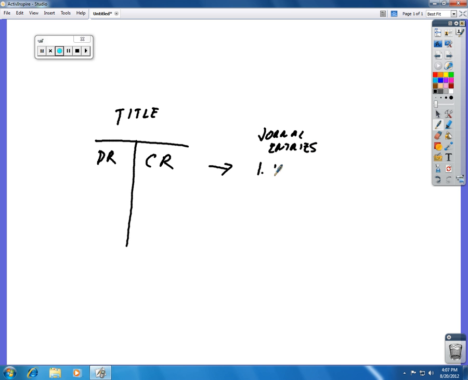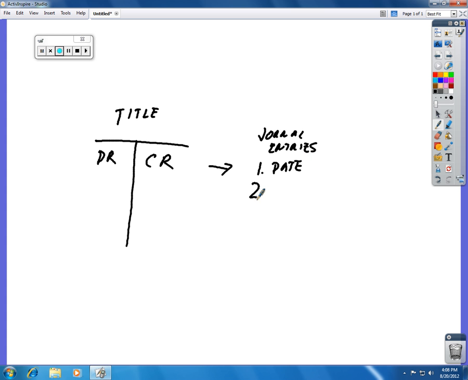The first item is a date. Every journal entry must be dated. If the problem gives you a date, go ahead and use that date. If it doesn't, make one up. Today's date is always a possibility. In any case, the journal entry has to have a date.